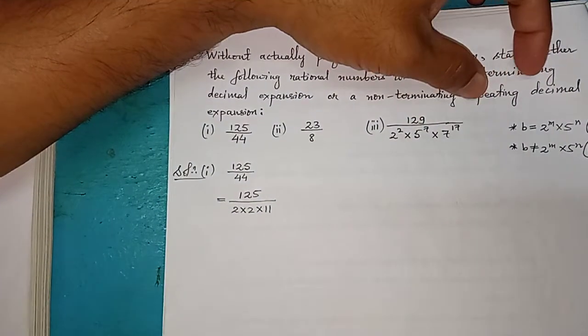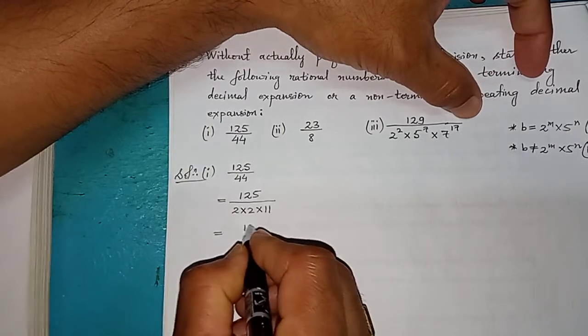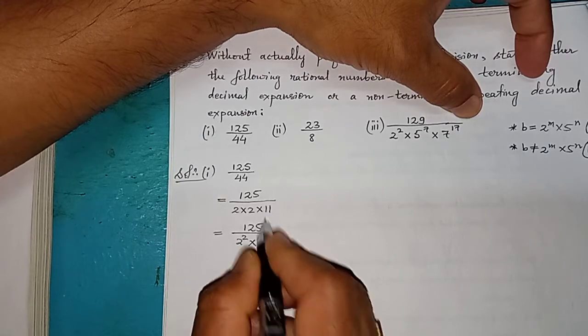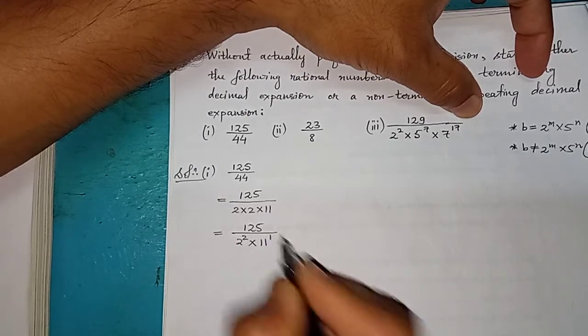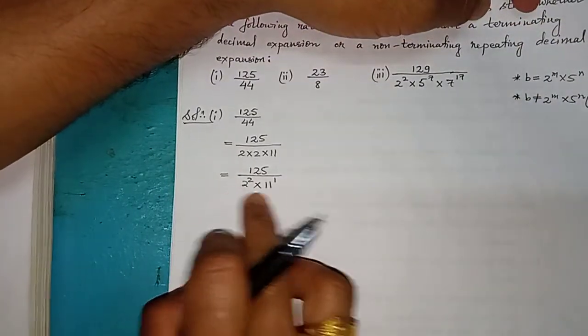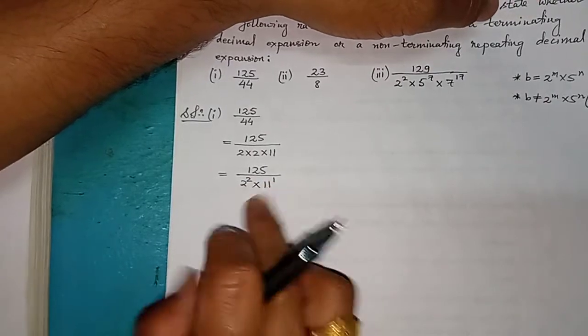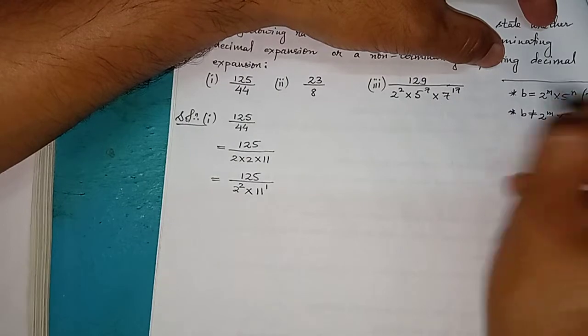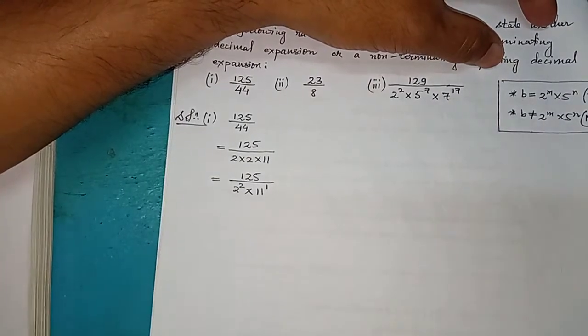Now we'll write in power notation. 2 into 2 we write as 2 square, and 11 is a prime factor, so only one time, 11 to the power 1. Now you look at the denominator, 2 square into 11 to the power 1, and compare this with the condition required for a number to become terminating or non-terminating.